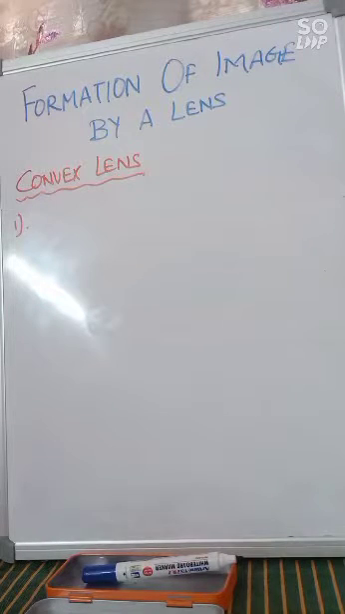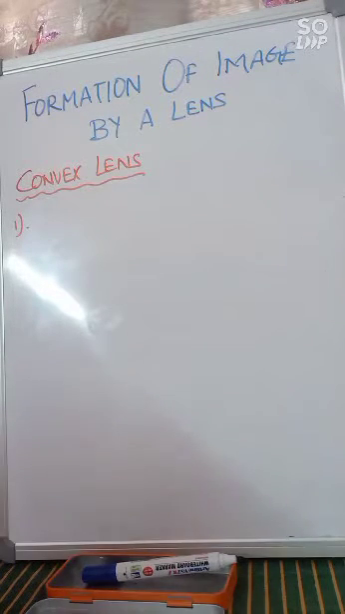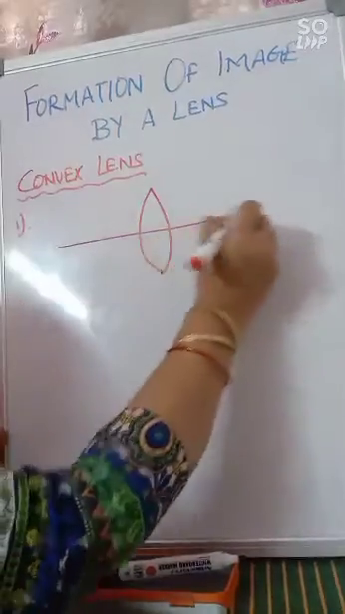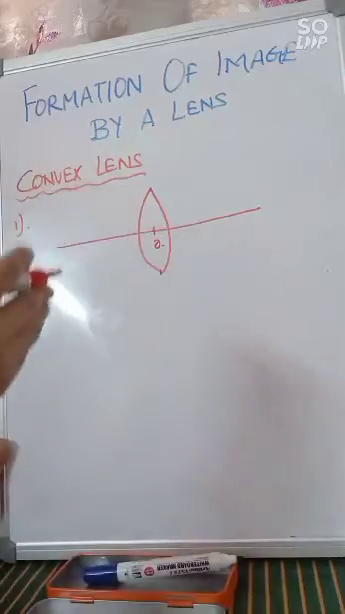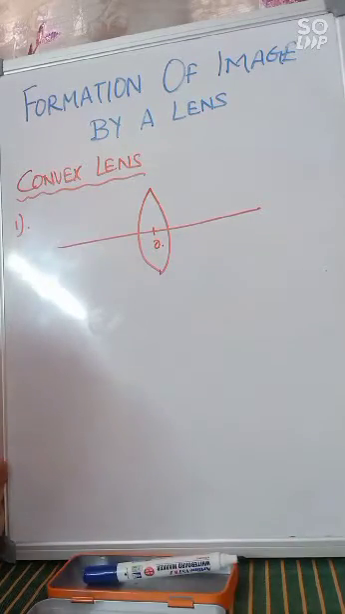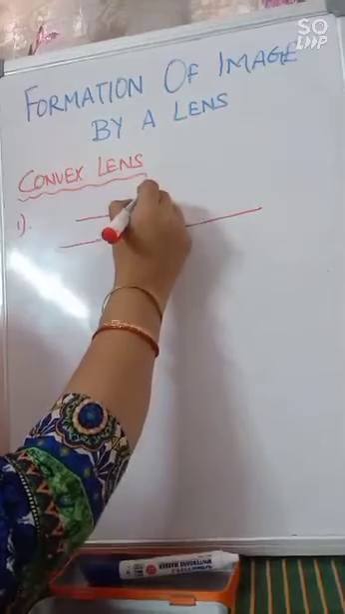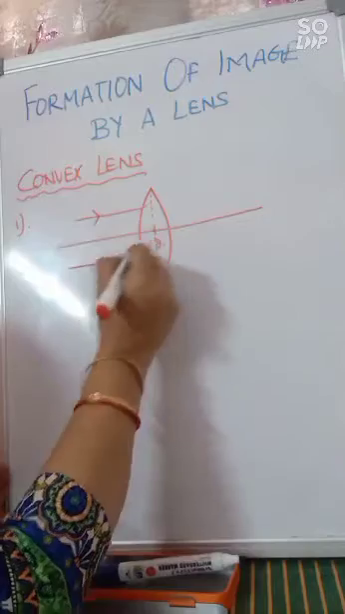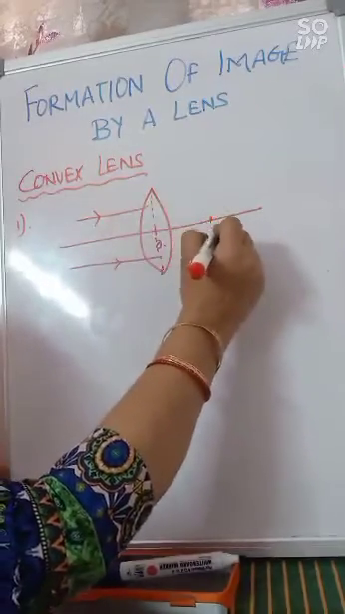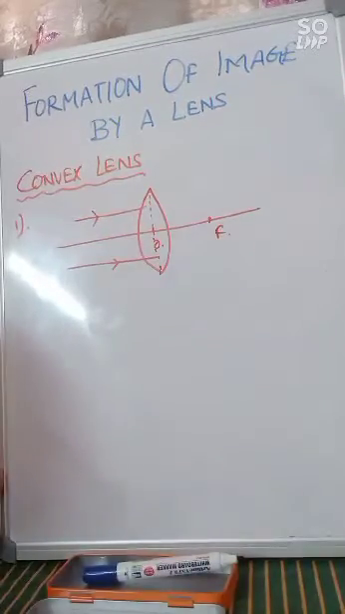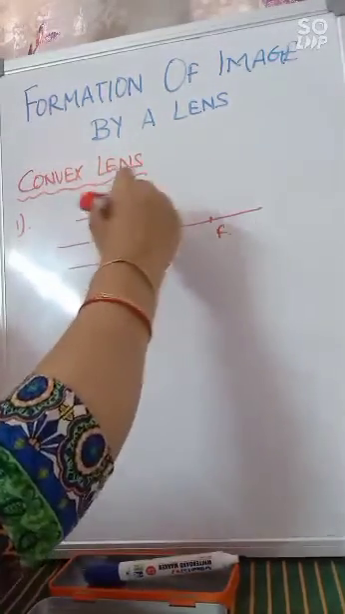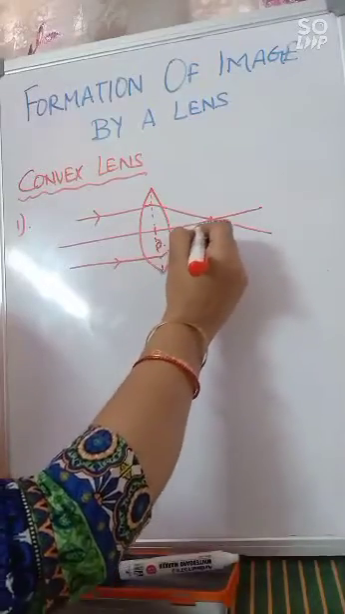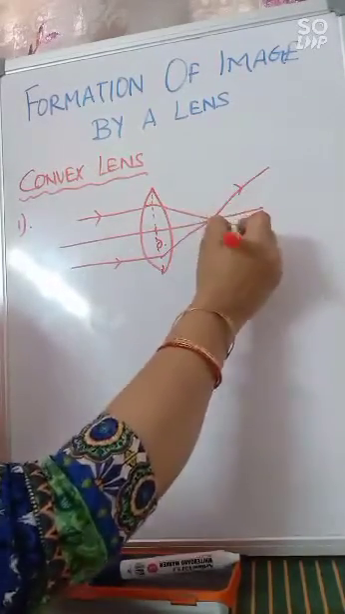Actually, we discussed two types of diagrams here. If I say the object is at infinity, whenever we talk about infinity, we always show the rays coming parallel to the principal axis. This is your optical center, rays parallel to the principal axis. And we remember from our principal rays, the three conventions we did, that a ray parallel to the principal axis, after refraction, passes through the focus.